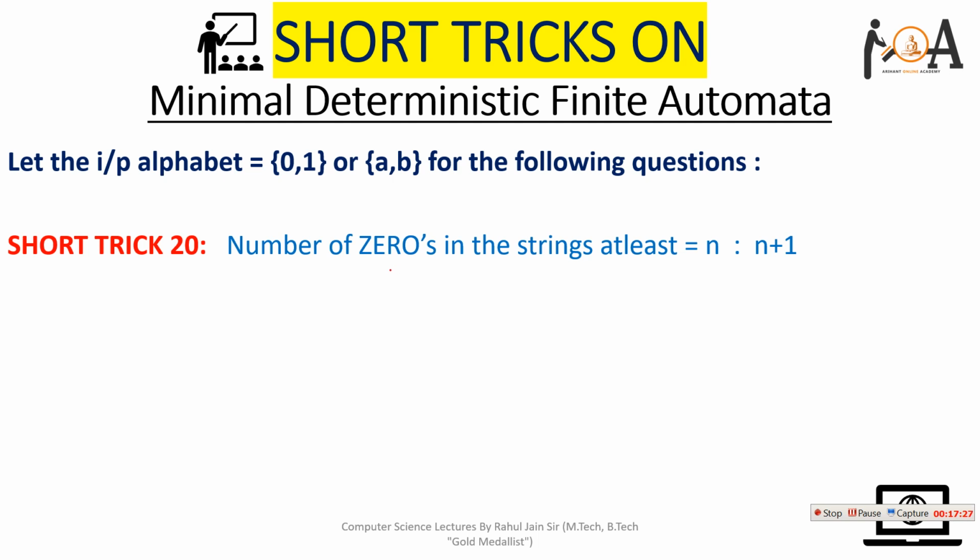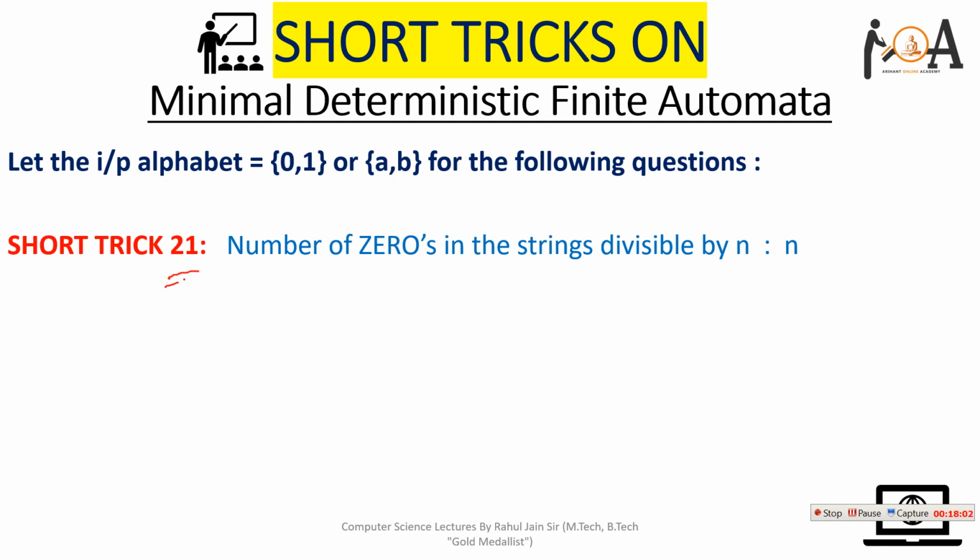The next shortcut trick is the number of zeros in the string should be at least n. So if I say that my DFA is taking the input alphabet 0 and 1, and at least 10 zeros are required in every string, then how many states would be there in the DFA? In the minimal DFA, 11 states would be there. Just use the n plus 1 concept.